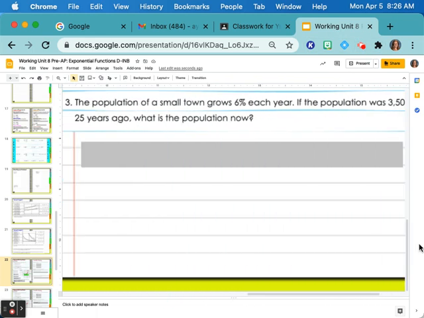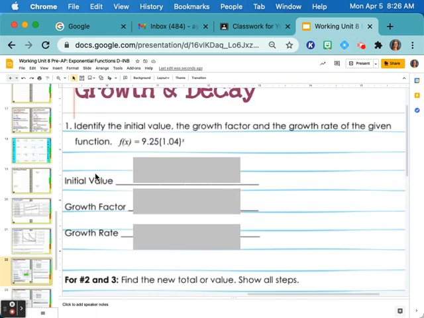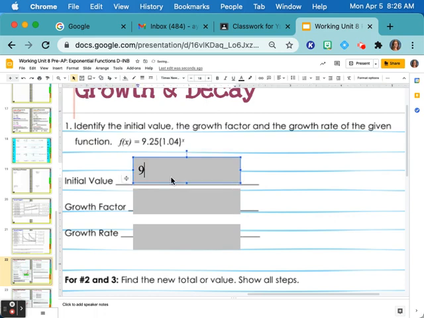Okay, let's look at the other page. Identify the initial value, the growth factor, and the growth rate of the given function. Initial value. What is the initial value in this function? What is our growth factor? 1.04. And what is our growth rate?